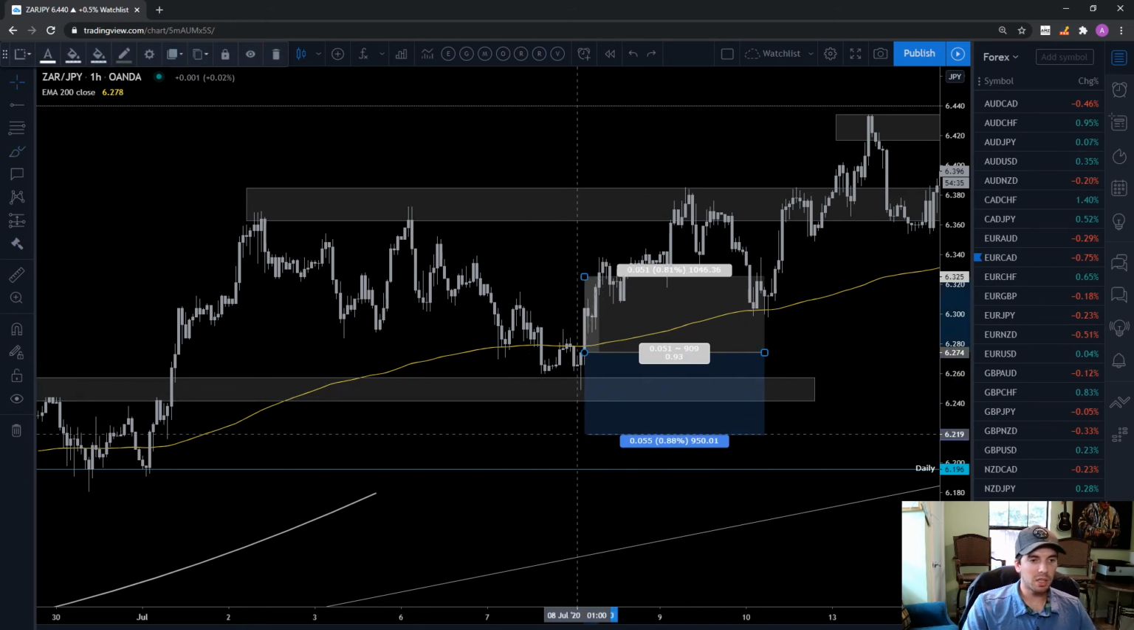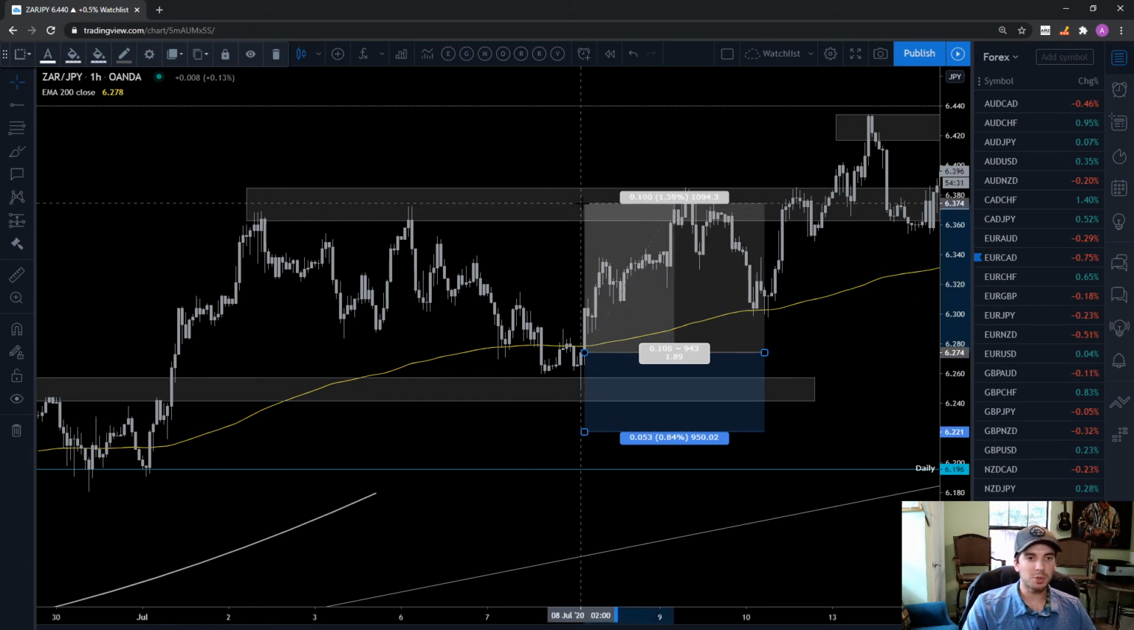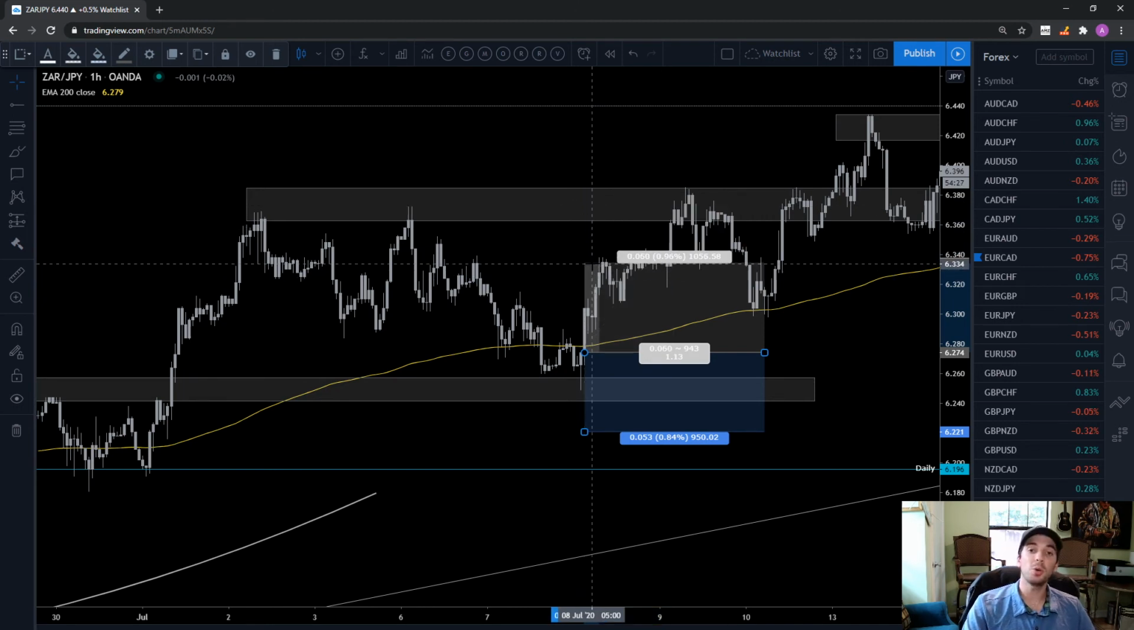Place my stops below these lows, below this support, and I look to first target the highs, just like always. Then we're going to take off, risk it 1-to-1. That's up to you. You can also let it ride longer, but it's at your discretion.